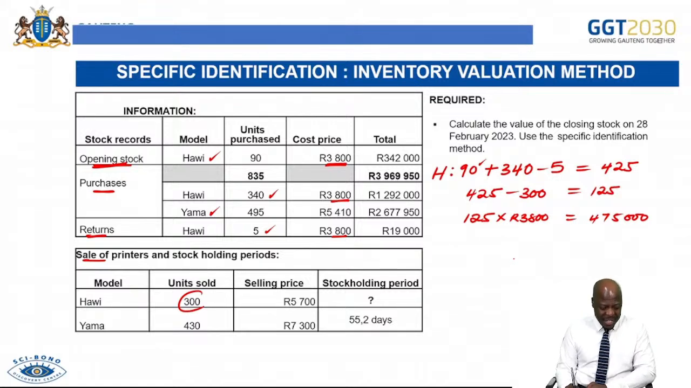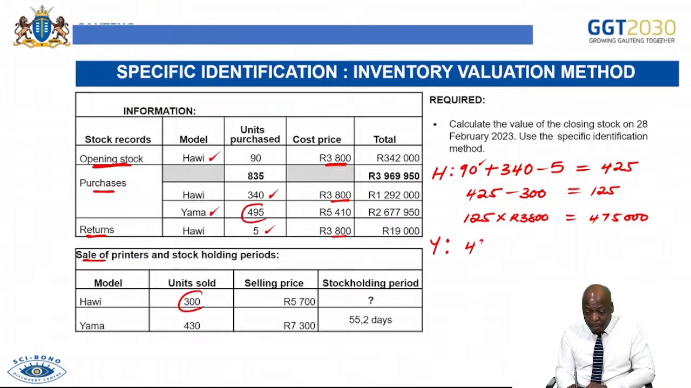Can I go on to the next one? Okay, so we did the Howie. Now we want to do the Yama. With the Yama, do we have opening stock? No, we only have purchases. How many units did we purchase of the Yama? 495. So it's 495 here of the Yama. Did we sell any? Yes. Were there any returns? No returns there. So we only have sales of 430, minus 430.